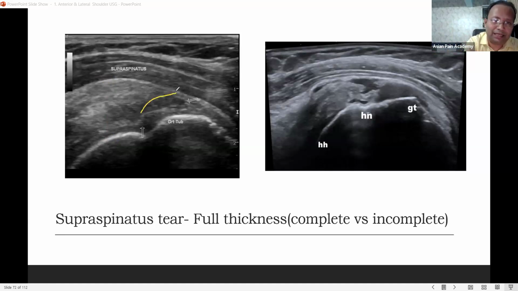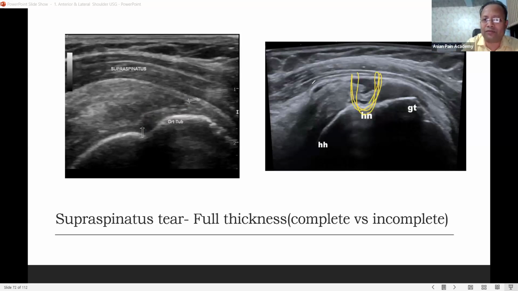Like here in this picture, there is a connection here, from here to here. There is a connection. Okay. So this is a full thickness tear, but incomplete, because other fibers, if you go laterally or this side, are actually continuing. But this is a complete full thickness tear.